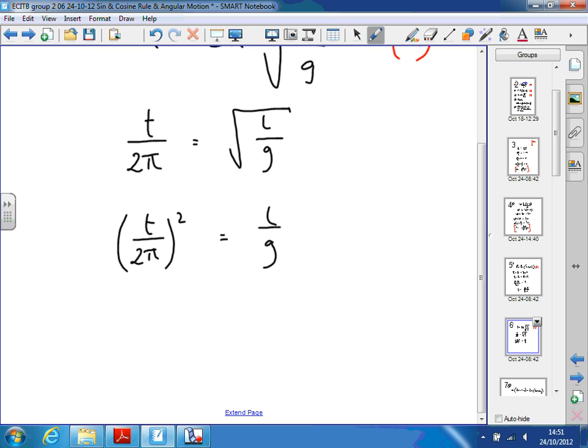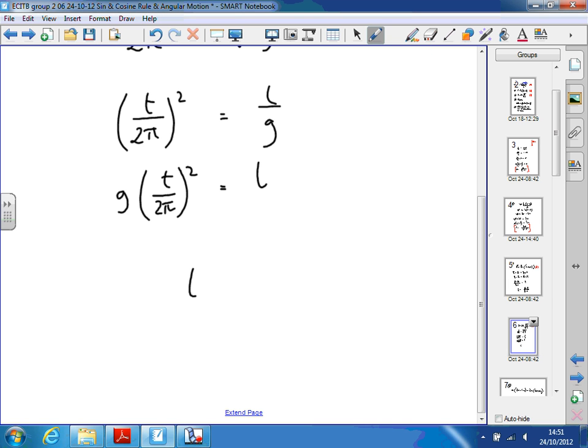Now finally, L is divided by G, so what do I do to get the L? Multiply by G, yeah. So G times T over 2 pi squared equals L. And there's my new formula. L equals G times T over 2 pi all squared.